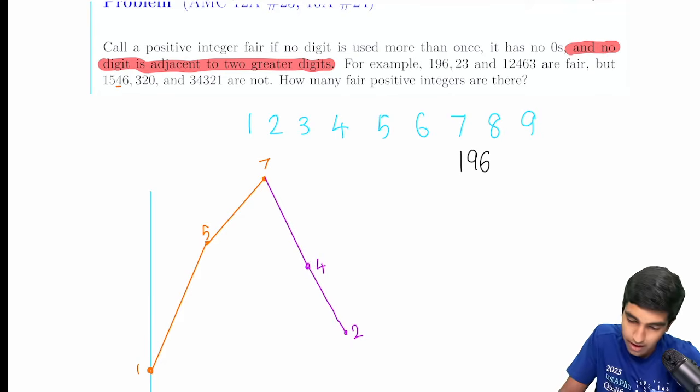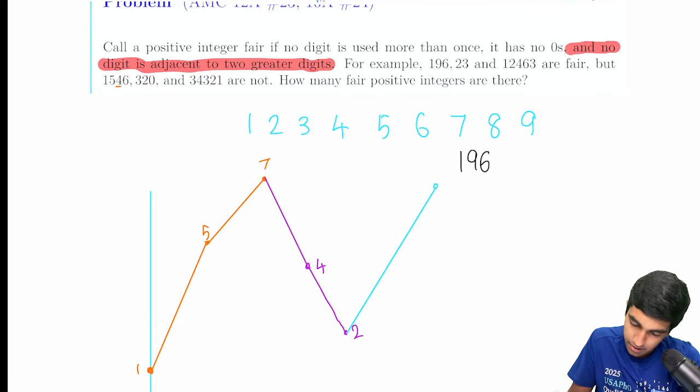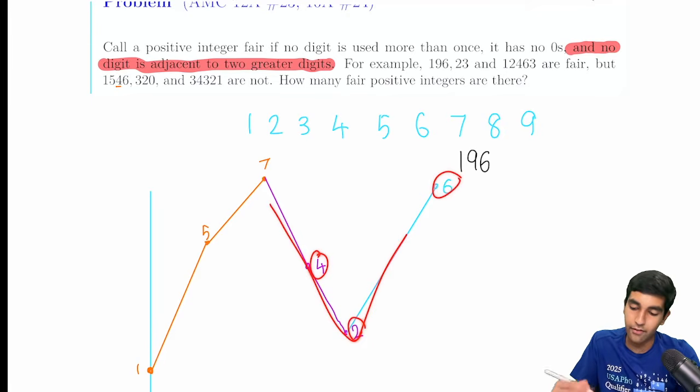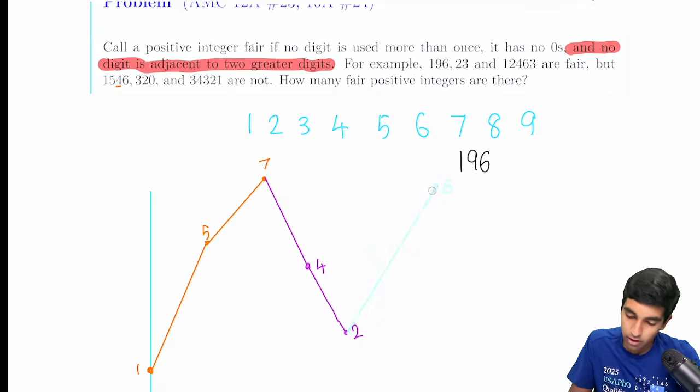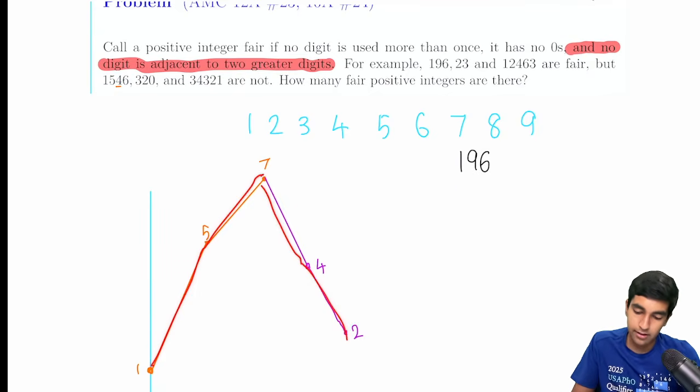Is that allowed? Let's say I want to go to 6. Can I do that? No, because now 2 is adjacent to 4 and 6. We have this kind of valley. So we see the structure of our numbers has to be of the form: increase, increase, increase, then decrease, decrease.